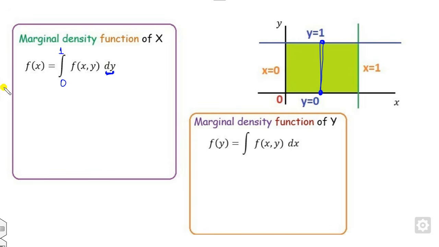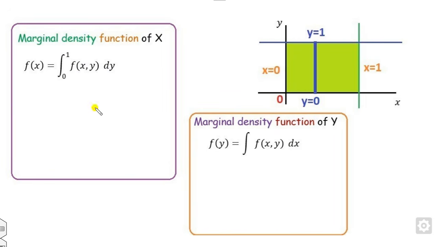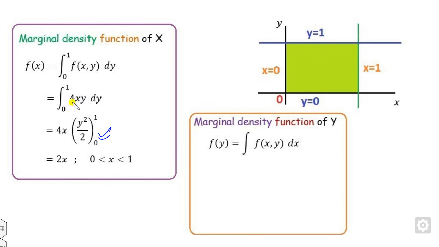So the marginal density function of x is from 0 to 1. Similarly, if you want to take the marginal density function of y, you have to take the limits on the x-axis. What is that? This is 0. What is the limit of this? 1. So this is 0 to 1. Anyhow, we can try to solve them. This is the integral of kxy dy. Since this is over y, kx is constant, so you can solve it. You will get here, k is 4, you will get this value.